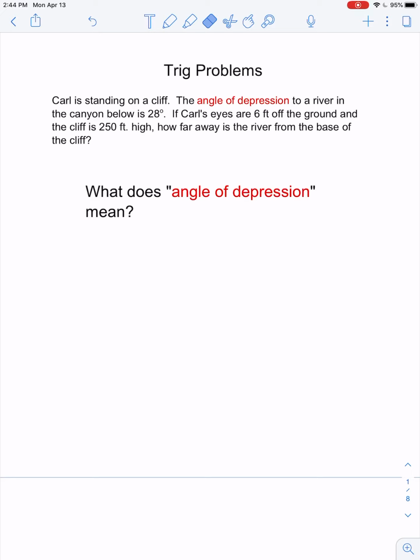So in this problem we have Carl, and he's standing on top of a cliff, and we're talking about a thing called the angle of depression to a river in the canyon below, which is 28 degrees. If Carl's eyes are 6 feet off the ground and the cliff is 250 feet high, how far away is the river from the base of the cliff?